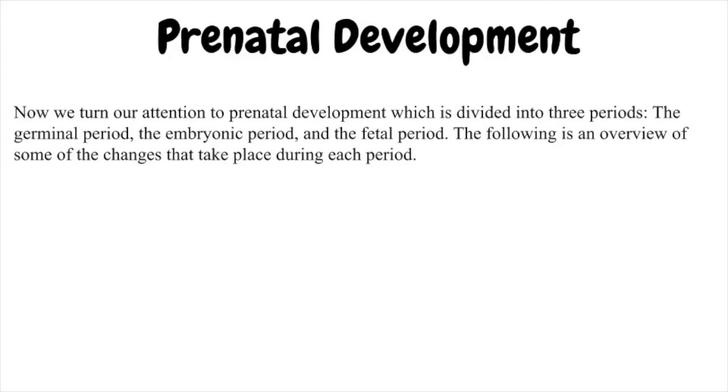Prenatal development. Now we turn our attention to prenatal development, which is divided into 3 periods: the germinal period, the embryonic period, and the fetal period. The following is an overview of some of the changes that take place during each period.